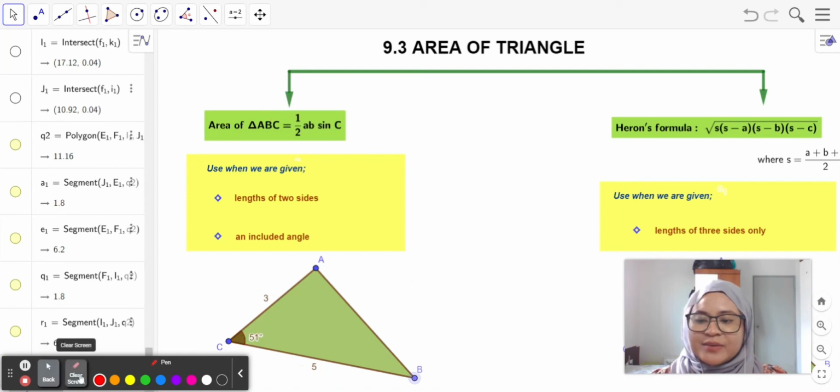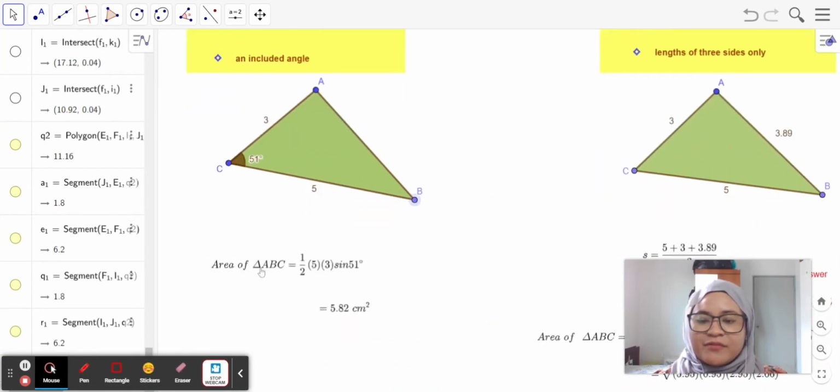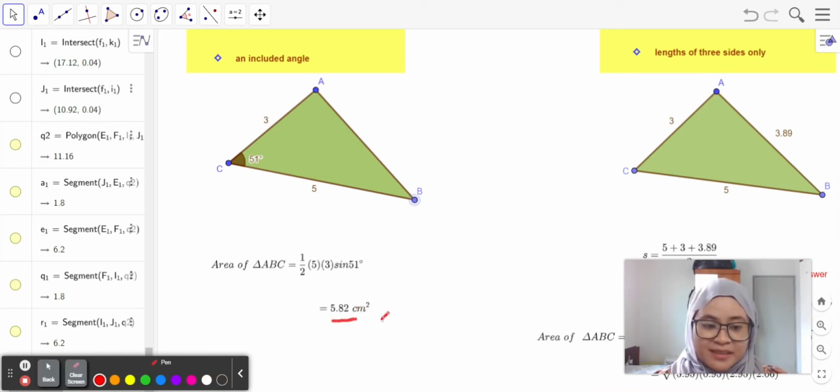And then the answer is area of triangle ABC is equal to 1 over 2 a. Previously we said it is 5, right? 5 times the small letter b is 3, and then sine C, C is 51 degrees. And then after that, you solve it by using a scientific calculator, and you will get the answer 55.82 centimeters square.